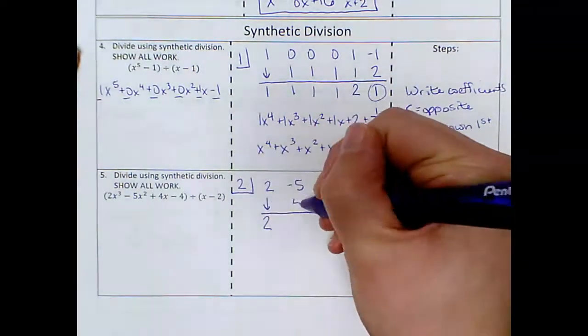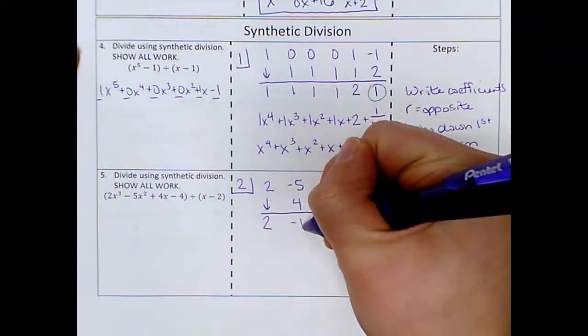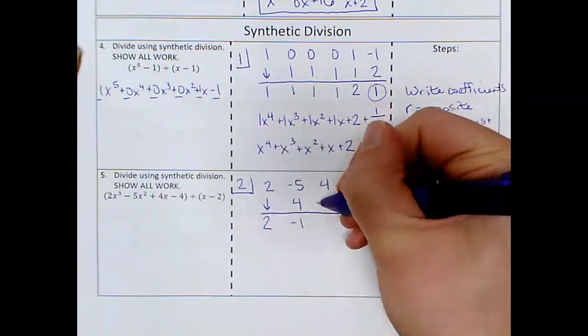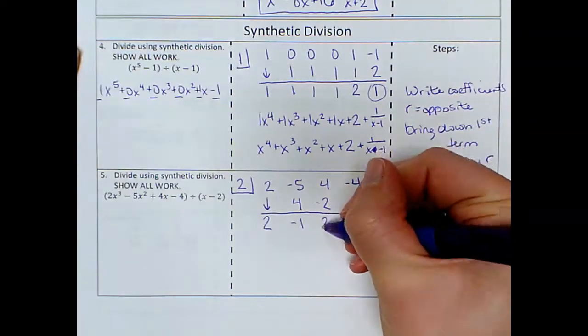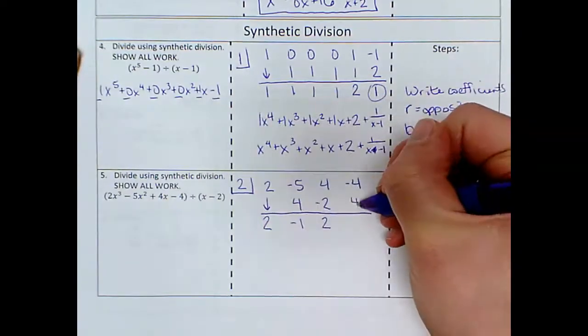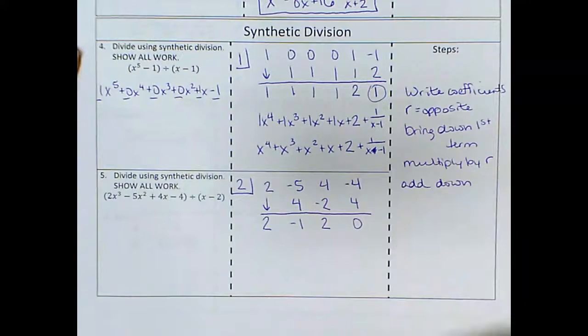2 times 2 is 4. Negative 5 plus 4 is negative 1. Negative 1 times 2 is negative 2. 4 plus negative 2 is 2. 2 times 2 is 4. Negative 4 plus 4 is 0. That's my remainder.